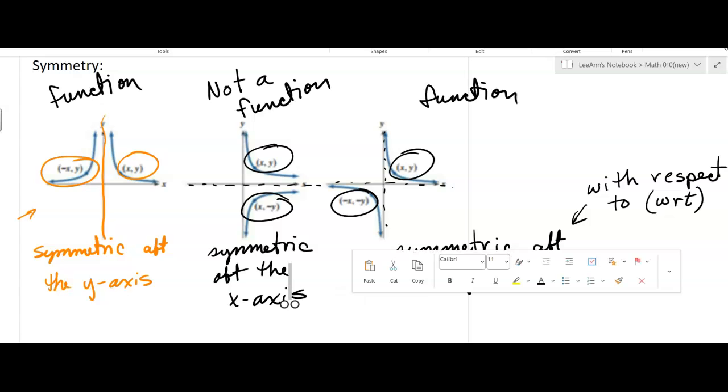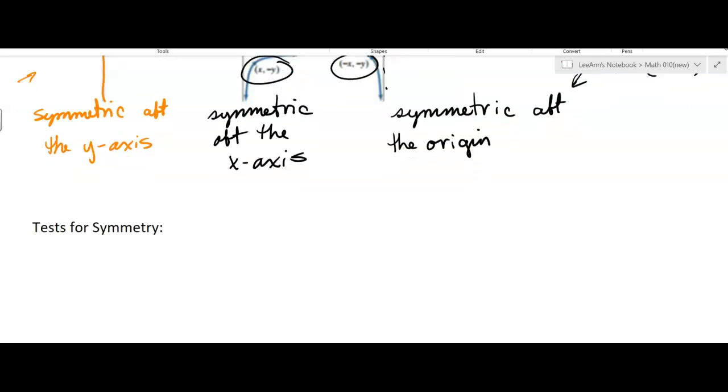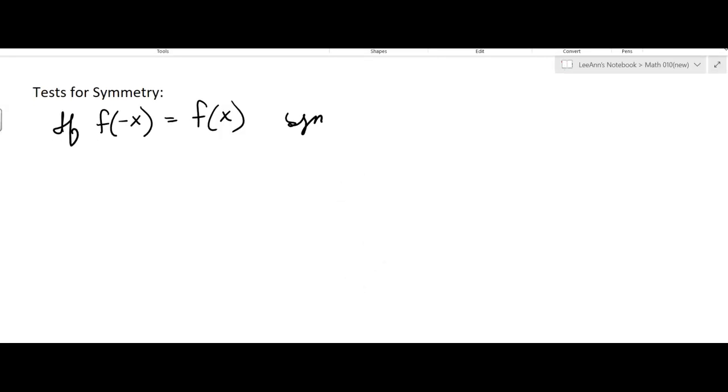We have 3 different kinds, but only 2 of them are functions. The test for symmetry for a function is if f of the opposite of x equals f of x. So if you plug in the negative value and you get the same output as if you put in the positive value, that is symmetric with respect to the y-axis.